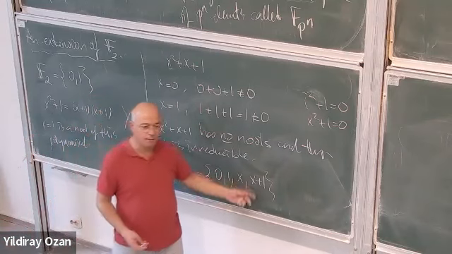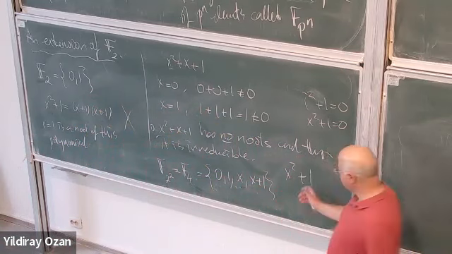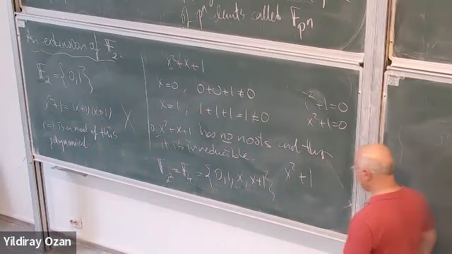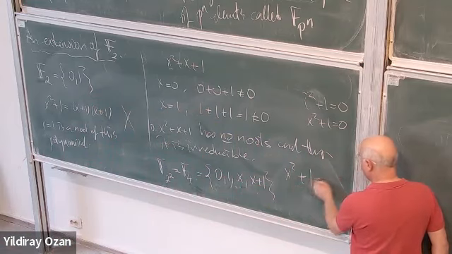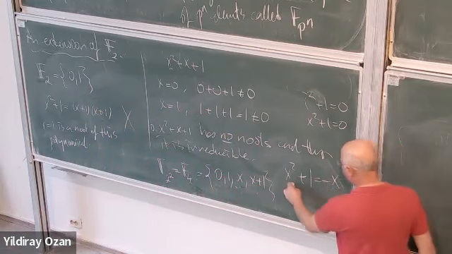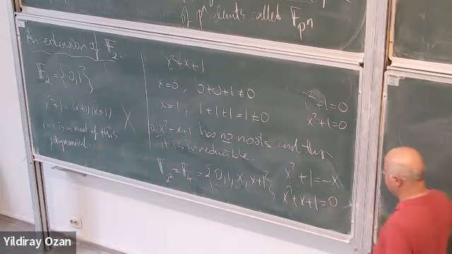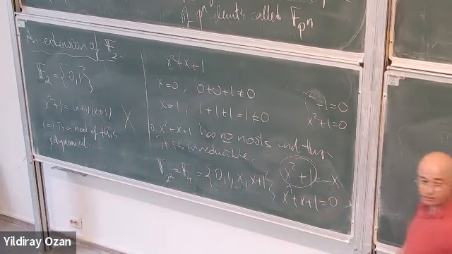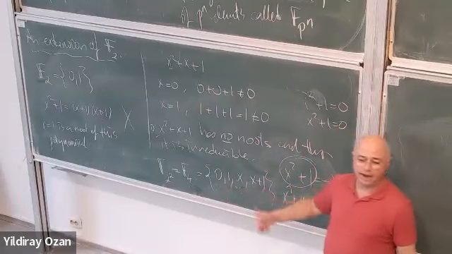I don't write, for example, x square plus one, right? X square plus one is also an element here, but you see x square plus one is actually equal to x. Where is it? Because when I take it to the other part, I get zero. So x squared plus one is just minus x, actually. Okay. So this is enough. Zero, one, x, and x plus one.